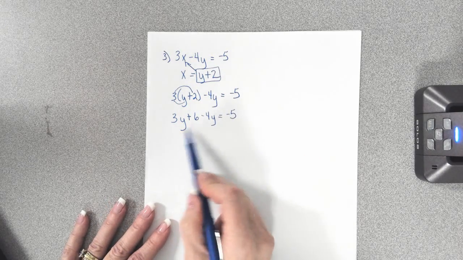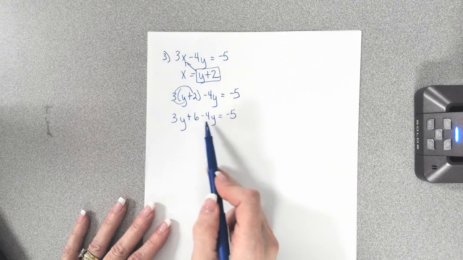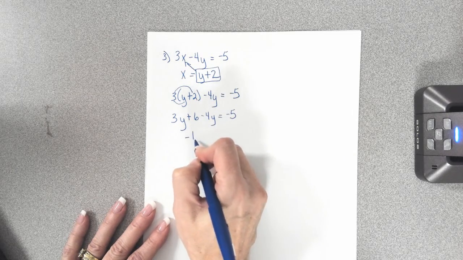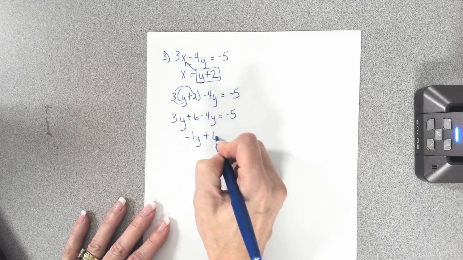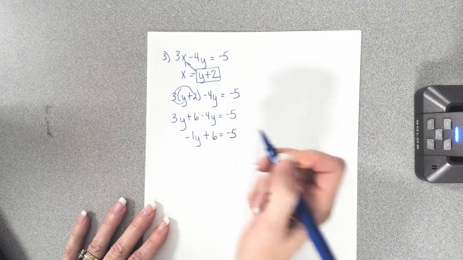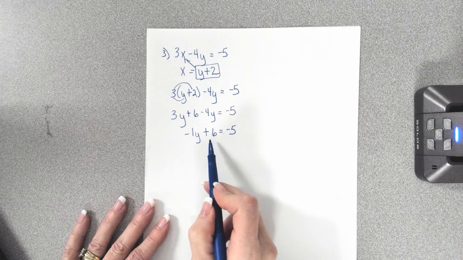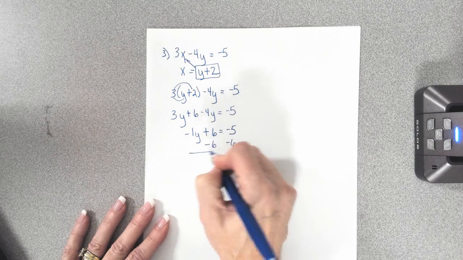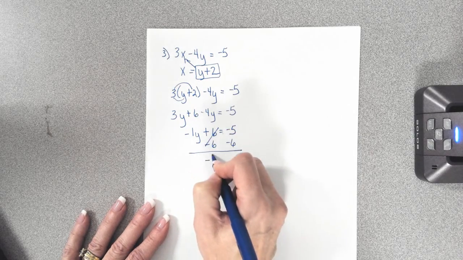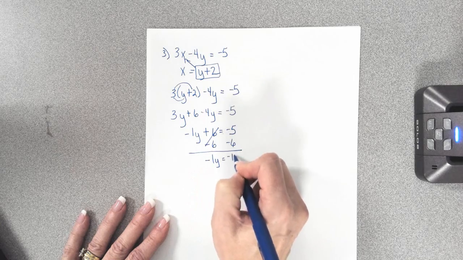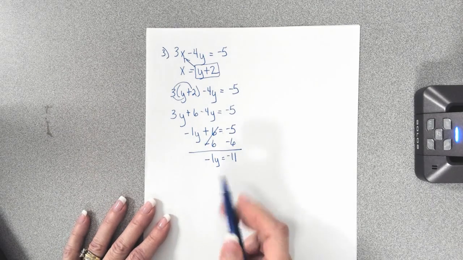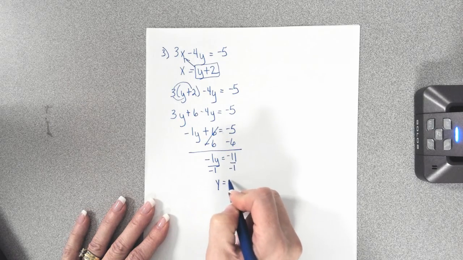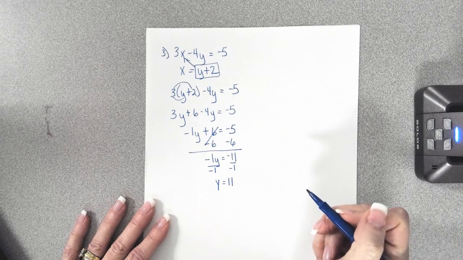Now, my variables are all on one side, which is good, so I need to combine my like terms. And 3 minus 4 will give me negative 1y plus 6 equals negative 5. I'm now ready to move the 6. It's plus 6, so I do the opposite, do the inverse. So minus 6. So I get negative 1y equals negative 11. We can't leave the variable negative, so I divide by that negative 1, and y equals 11. I'm almost there.